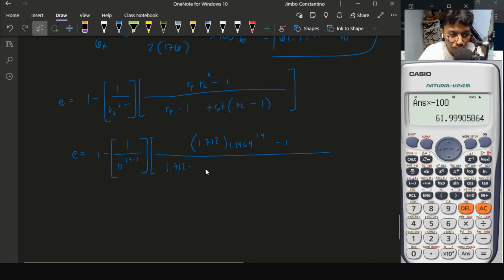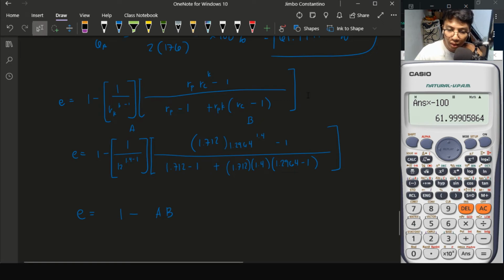Tapos, 1.712 minus 1 plus RP, 1.712 to the 1.4. Mahaba lang input no? RC is 1.2964 minus 1. Okay, ito muna yung solve ko. Gawin ko itong letter B. Gawin ko itong letter A. So, E is equal to 1 minus A times B. Yung values for A and B.